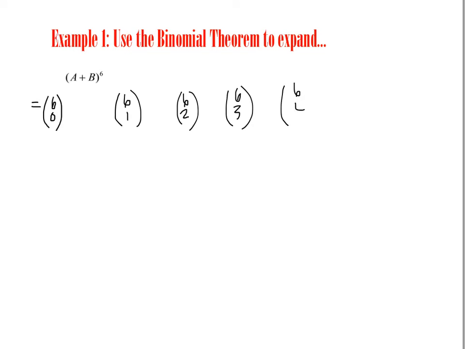Okay, so example 1, use binomial coefficients to expand a plus b to the 6th. So instead of using Pascal's triangle to generate each of the coefficients, I am going to use Pascal's triangle but using binomial coefficients. So if I'm in the 6th row, I know that each of my coefficients is going to be 6 choose something, and they're going to start with 0. So it'll go 6 choose 0, 6 choose 1, 6 choose 2, 6 choose 3, all the way up to 6 choose 6.